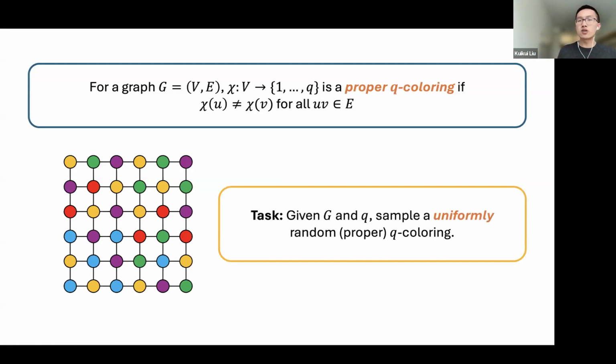Graph coloring is one of these quintessential constraint satisfaction problems that is extremely well studied in combinatorics and theoretical computer science. This problem of sampling graph colorings also arises in statistical physics. The technical name for the uniform distribution over graph colorings is sometimes called the Potts model, or the antiferromagnetic Potts model. So sampling graph colorings is going to be our running example throughout this talk.